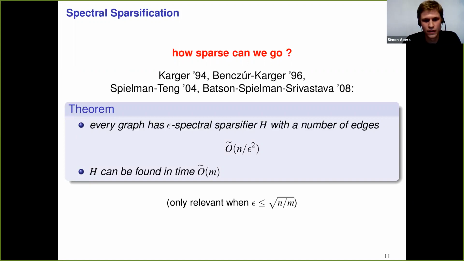Okay. A small remark: this entire concept of sparsification, given this result, is only relevant when epsilon is at most square root n over m. Otherwise, we're basically ending up with a graph which would have more edges than the original graph, which of course wouldn't make much sense. Simon, I think that inequality needs to be reversed now. Yes, yes. So sorry about that. Yeah. So epsilon should be at least as large as square root n over m. Yes.